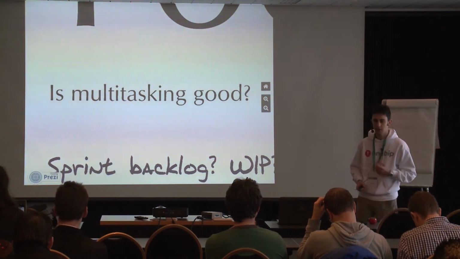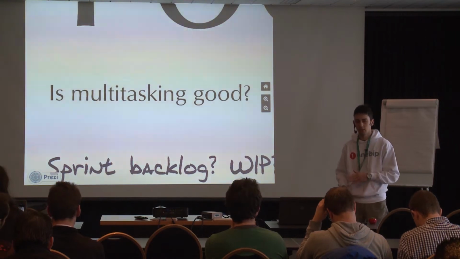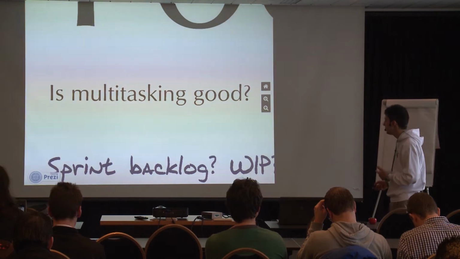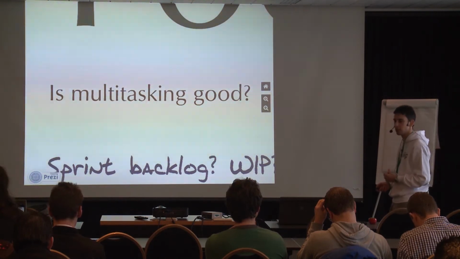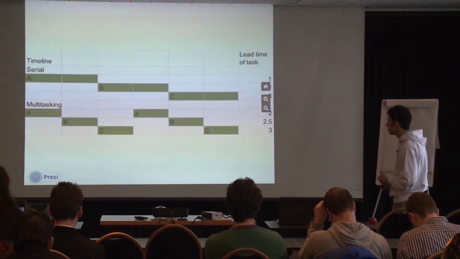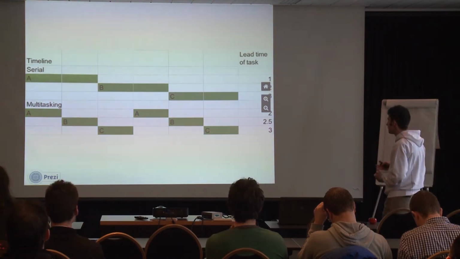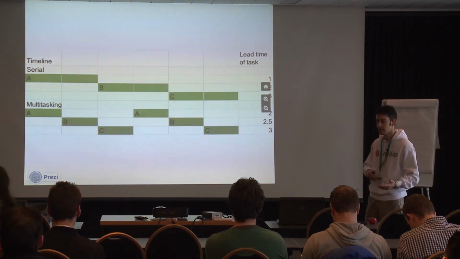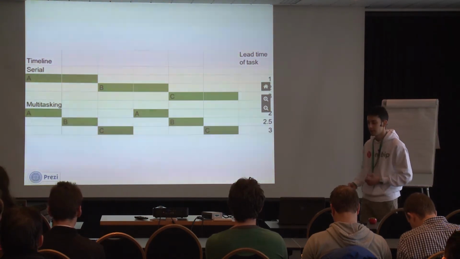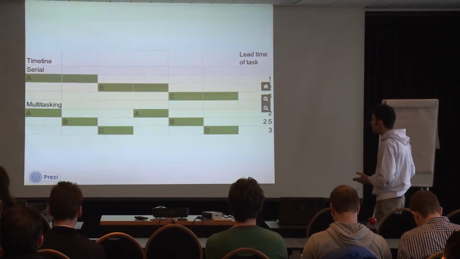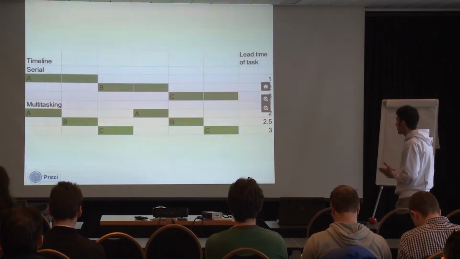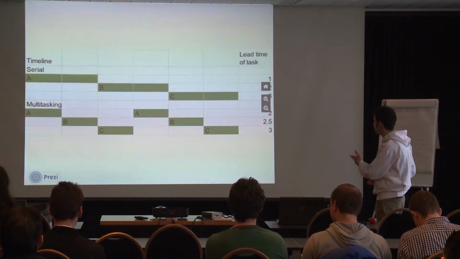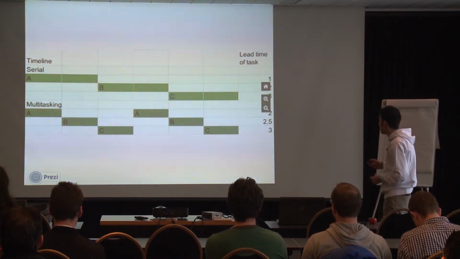Even if it were costless to switch between task A and task B, multitasking will still be something that we would want to avoid. And it is because of the lead time of the tasks that you perform while working serially versus working in parallel. By lead time, I mean the time that it takes for one of these tasks, A, B, and C, for example, to be finished.